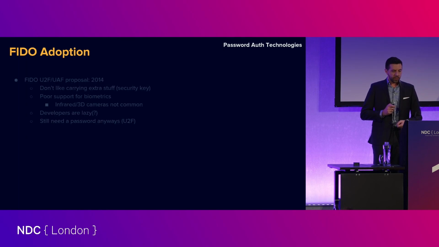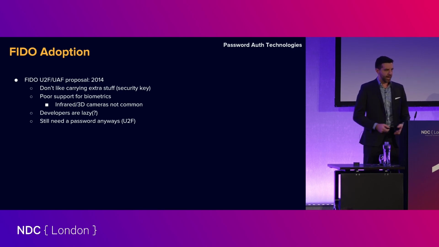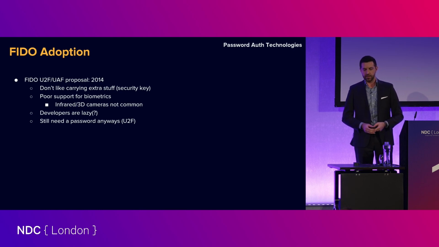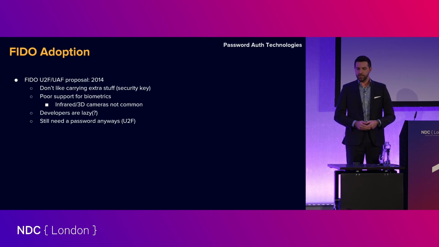So the original FIDO specifications were from 2014. And they did generate some traction, not nearly as much as they had hoped. And there were some problems with it, right? People don't like carrying extra stuff. If you have to carry a security key, not a lot of people are going to use that system when, half the time, if they forget their key at home, they can't log into their laptop or any kind of web authentication system. That's a problem. So that was a major limitation.